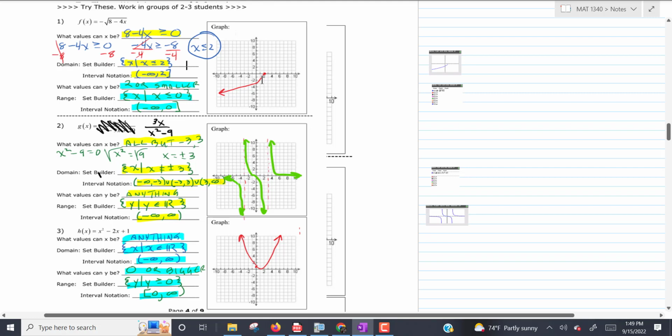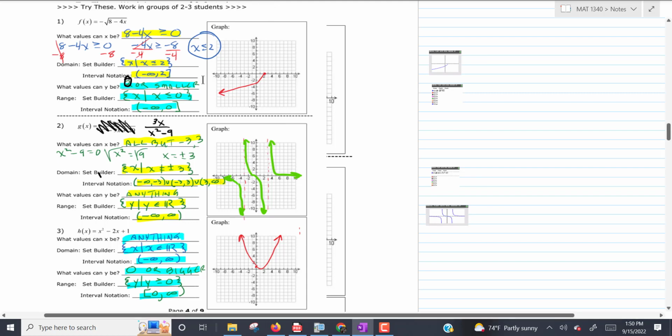Okay. Yeah, and then your graph is going to tell you what the range is. See how the graph's all below the x-axis? Okay, so your range is going to be 2 or smaller. Or I'm sorry, not 2 or smaller. That should be 0 or smaller, like that. Okay, so that's 0 or smaller.